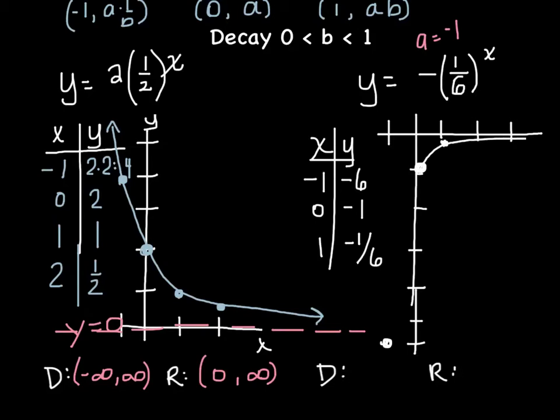And my graph will be like this. Domain, negative infinity to positive infinity. Range, bottom to top. Do not turn that around.